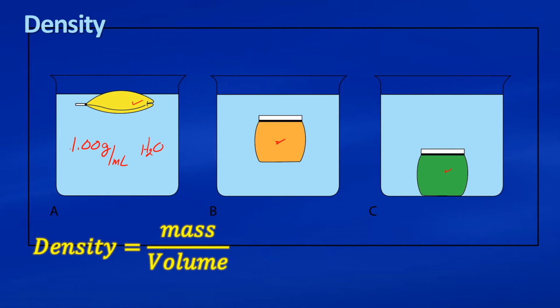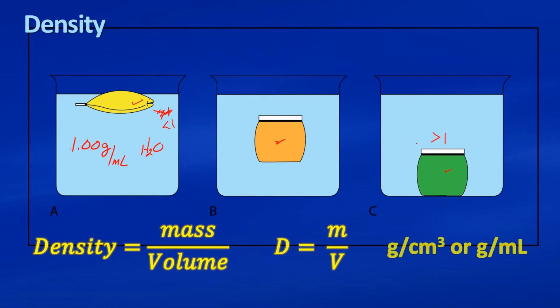So if it's less than 1, such as this yellow object, it floats. Here we go, less than 1. And over here, where it's greater than 1, the object sinks. Another way we write the formula is mass over volume. And those are the two sets of units we typically use for density, grams per centimeter cubed or grams per milliliter.